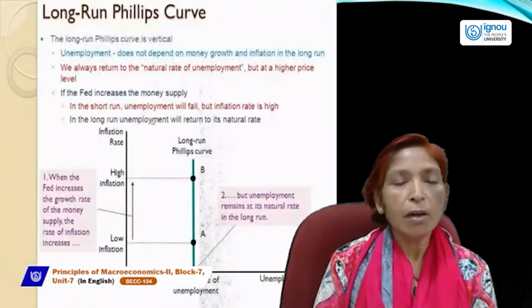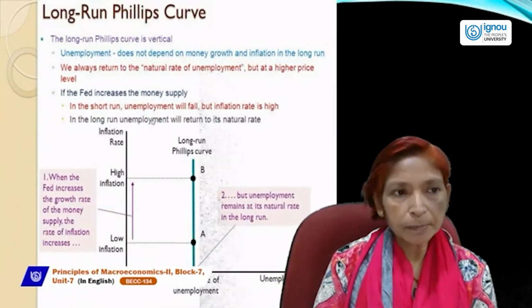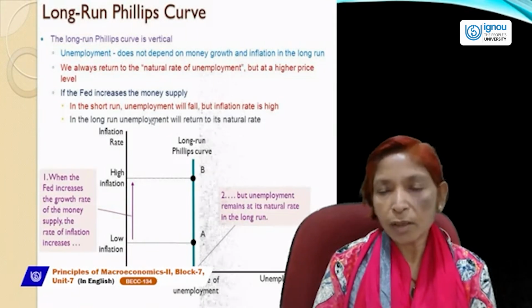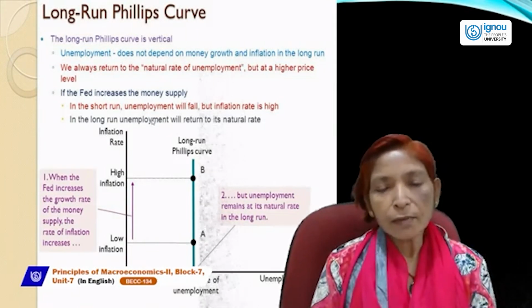Next, the long run Phillips curve is always vertical. Unemployment does not depend on money growth and inflation in the long run. Why is this curve vertical?